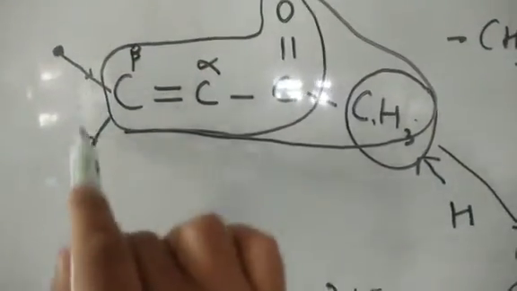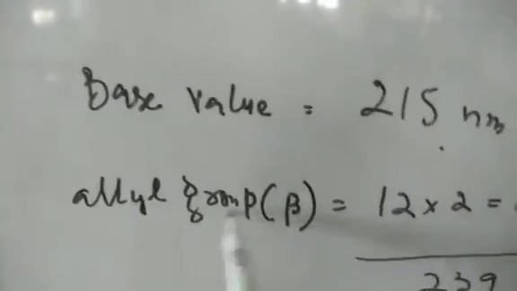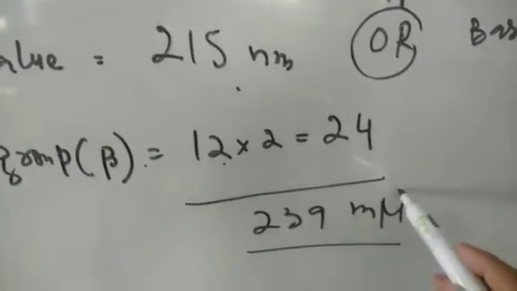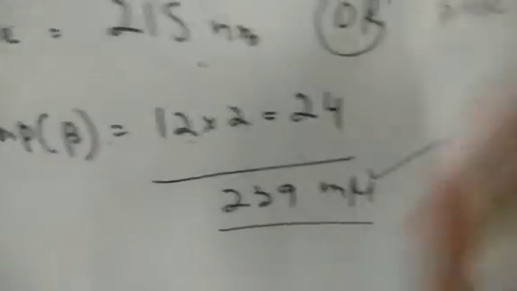Then we have two substituents at the beta position. The contribution of alkyl substituents at the beta position is 12. We have two groups, 12 times 2, that's 24. So the calculated absorption maximum is 239. Fine. Next example.